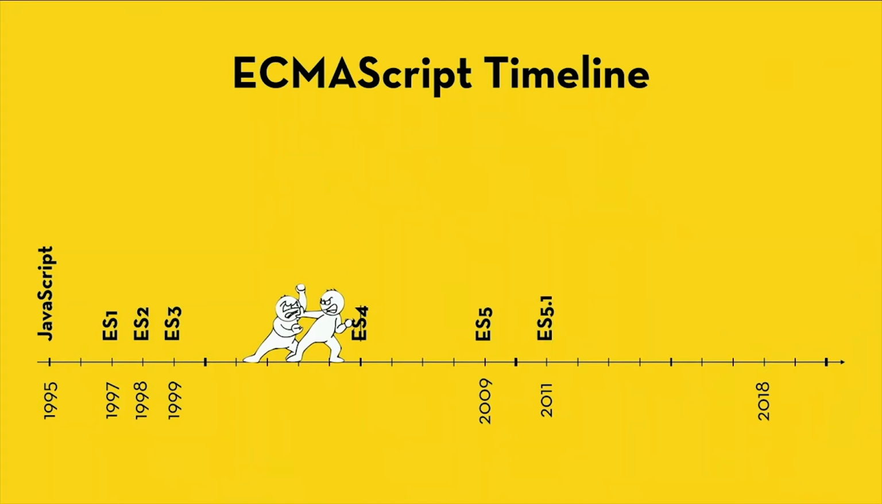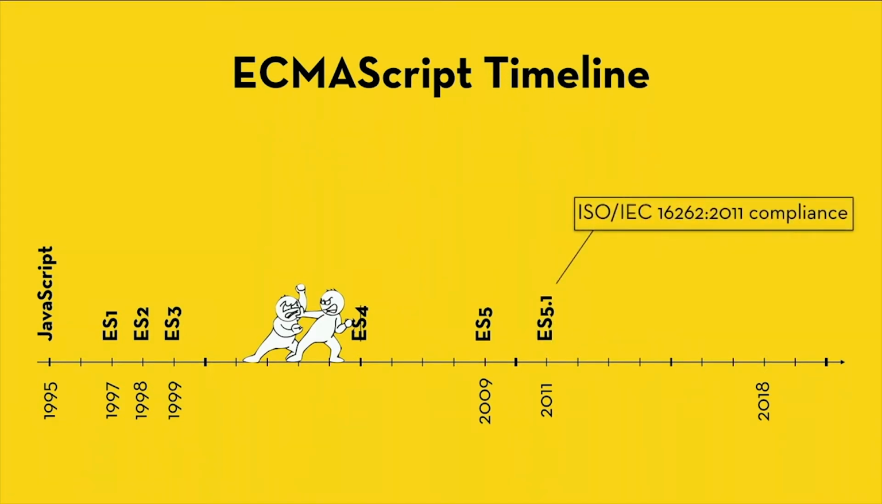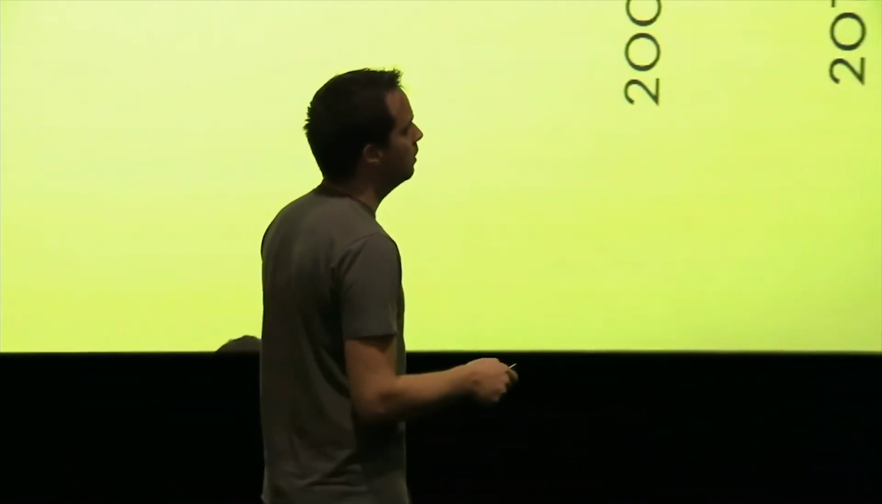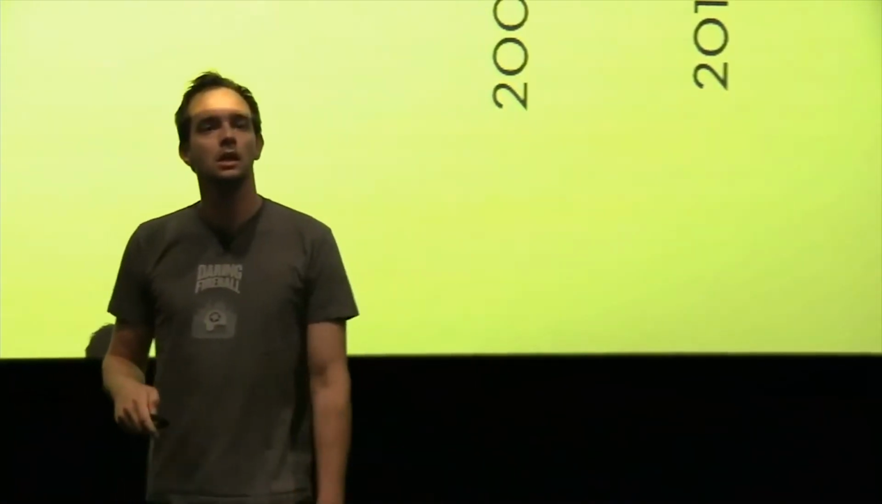Then in 2011, 5.1, that's just a minor rewrite to comply with some other standard, like you have to use a capital letter at the beginning of a sentence, that kind of stuff. Well, they were compliant with that standard. And then some really great stuff. 2015, you might have heard about this thing called ES6, ECMAScript 6.